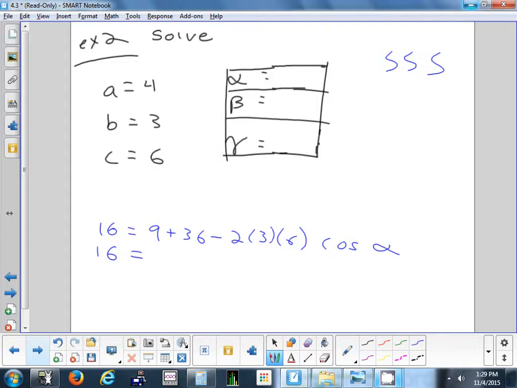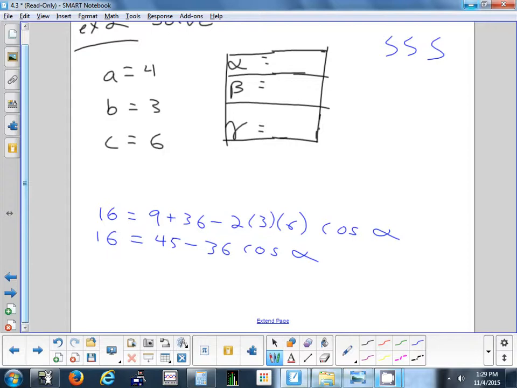Next step, add 9 and 36. Jezreel, what does 9 and 36 add up to? 45. 2 times 3 is 6. And Emily, 6 times 6? 36. Cosine alpha.